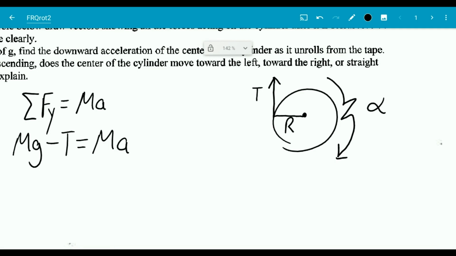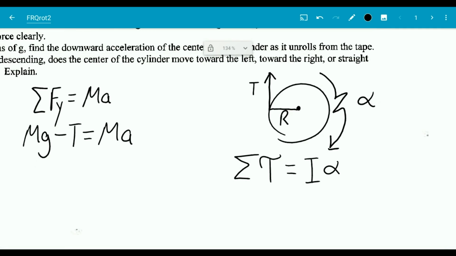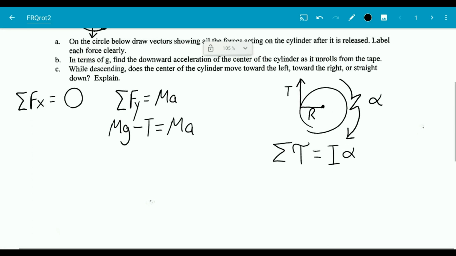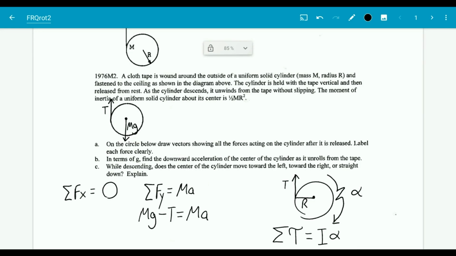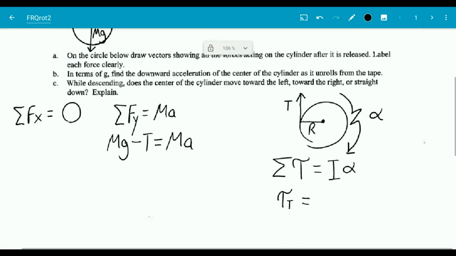So if we sum our torque, that's going to be equal to I alpha, or the moment of inertia times the angular acceleration. Like we said earlier, the only torque on the cylinder is the torque caused by the tension, so I'm going to label that torque T, and that's going to be equal to, well, our moment of inertia from the problem, 1/2 mr squared, which is the moment of inertia of a hollow cylinder.